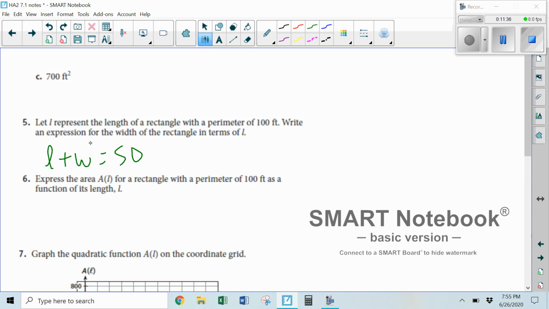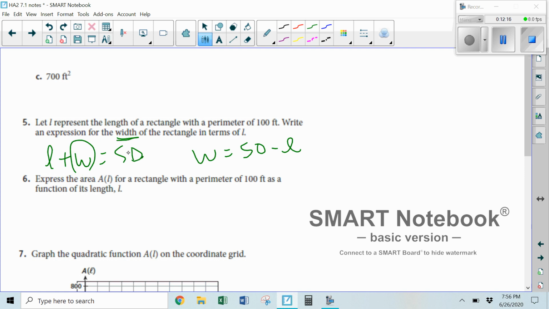Now let's take this expression and get width by itself. Write an expression for the width of the rectangle in terms of L. So I want width by itself, and I want to know what the width is in terms of what the length is. So if I want W by itself, I'm going to subtract L on both sides. That would be 50 minus L. It's the same equation. I just wrote it with a different term by itself. Now we're going to use that for the next part.